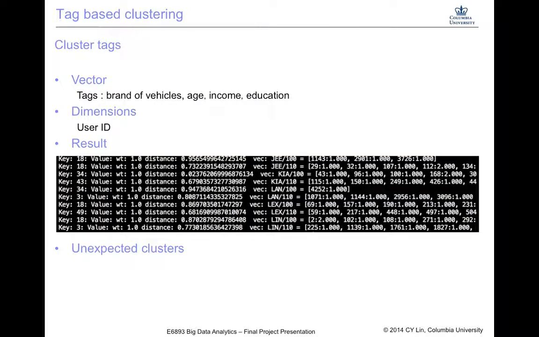The first method is tag-based clustering. We use the vectors of the tags, which are the brand of the vehicle, age, income, education level of the consumer, and the dimensions are the user's IDs. The result is like follows, but we think with this method we finally could not get the expected results, though we further developed more methods.